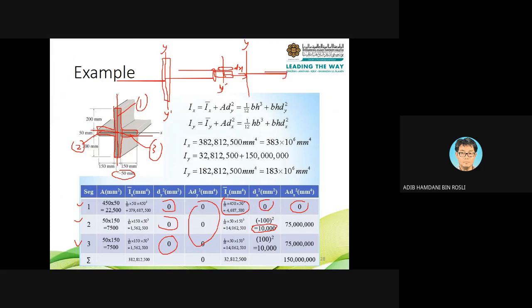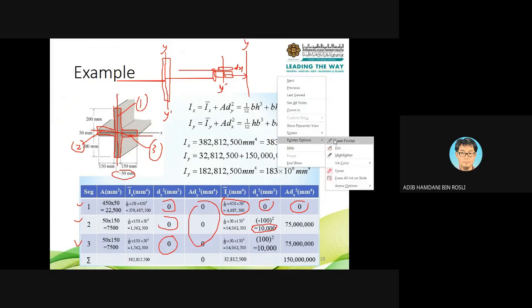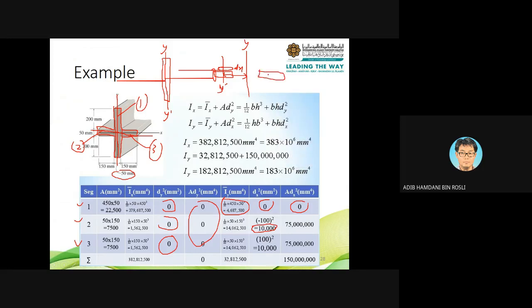And then for segment number 3, again you have this y prime axis passing through its centroid, right? And then you have this dx, and this dx is 100 plus 100, but when you square that, it will be the same. Then you multiply this dx squared with the A, you get this. And then you sum them up. Why do you want to do that? Because of this formula.